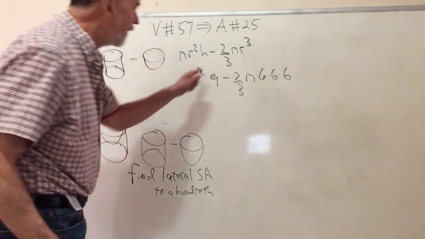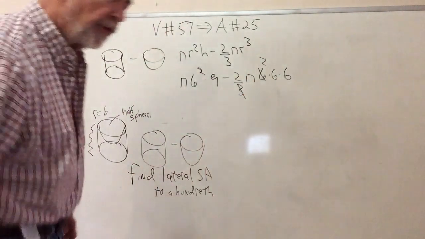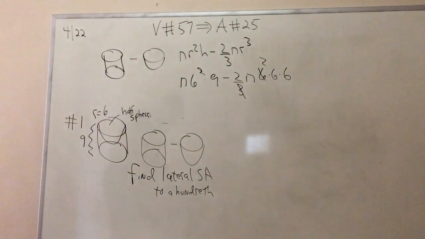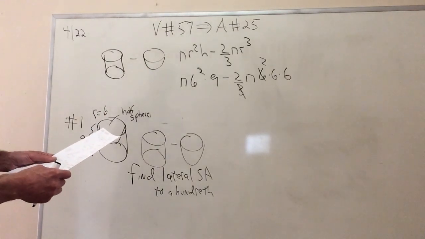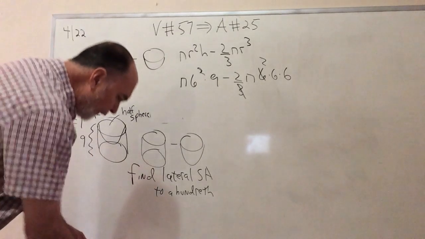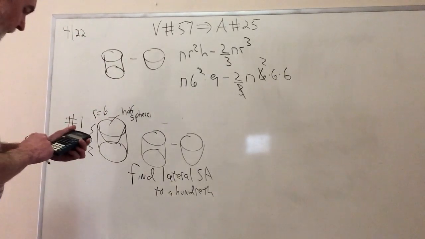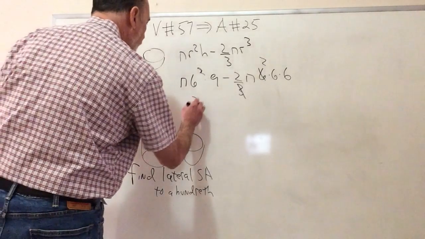Why did I write out the 6's here and not here? Because I'm anticipating what I have to do. So now I just grab my trusty calculator, and I should have the work done over here anyway. There's the back one over there. And let's see what we have here. Okay, so we have 36 times 9. So there we go. 36 times 9, which is 324 pi.